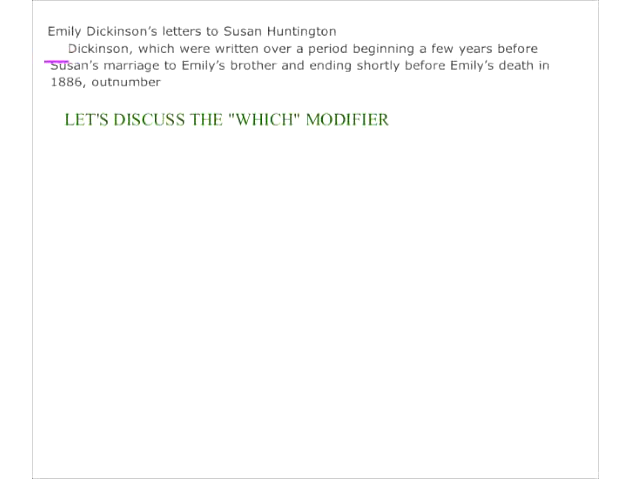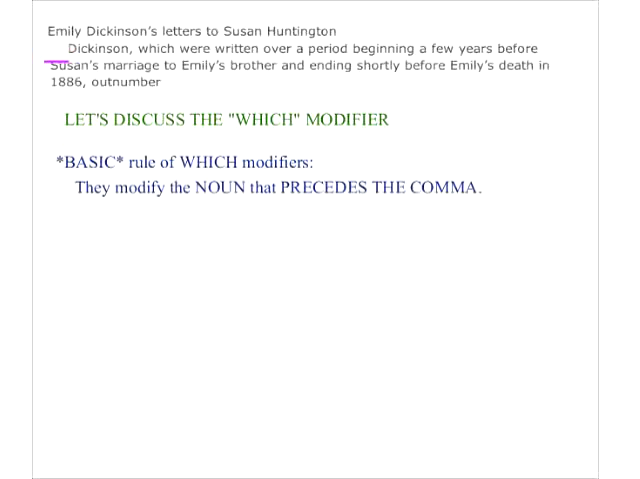Let's talk about how that can work, because what we teach as a rule in the book is a little bit on the rigid side. It's purposely a little bit overly rigid so that people get used to the rigor of the rule. We don't really want to introduce all these subtleties at the same time. But once you learn the basic rule of which modifiers, let's come back to that real quick. The basic rule of which modifiers is that they modify the noun that precedes the comma. This is the first thing you generally tend to learn about which modifiers.